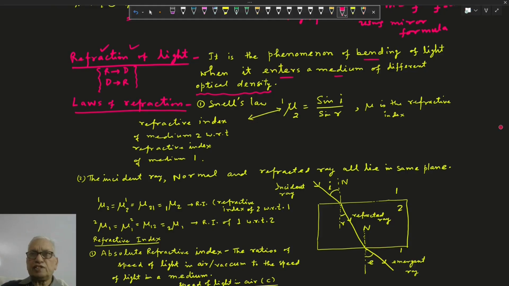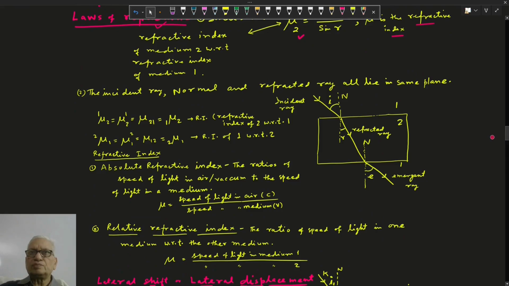The laws of refraction. First law, Snell's law: we are moving into medium 2 from medium 1, then sin I upon sin R is mu, the refractive index here, in relative terms. Now, the incident ray, normal and refracted ray all lie in the same plane. This is the second law of refraction.